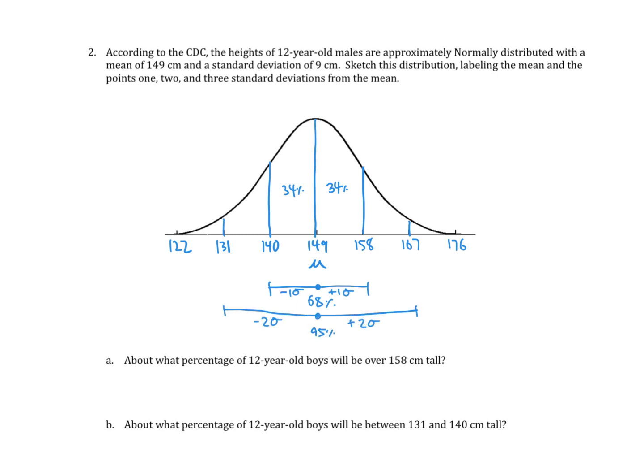Now, between 131 and 167, 95% of the data values will be within 2 standard deviations above or below the mean. If I subtract 95 minus 68 and divide it by 2, I get 13.5% in this part right here and 13.5% in this part right here.